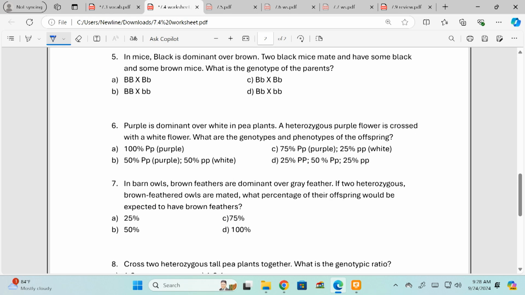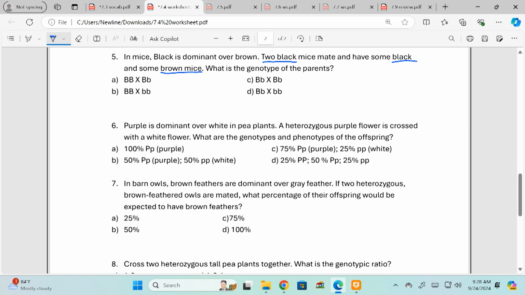All right, I got a couple more here. So number 5 says, in mice, black is dominant over brown. 2 black mice mate and have some black and some brown mice. What is the genotype of the parents? Okay, so this one's a little tricky because it's not actually giving us the genotypes of the parents. What it's telling us is that 2 are black, and in the offspring, some are black and some are brown. And then it's wanting us to come up with the genotypes of the parents.